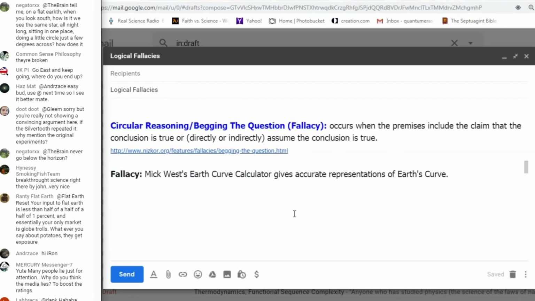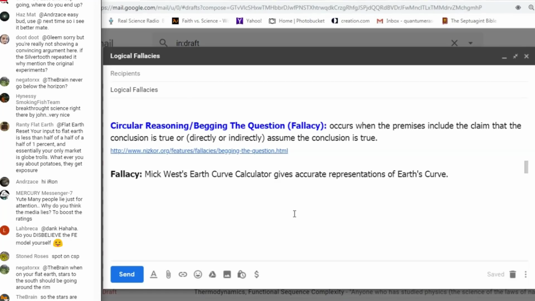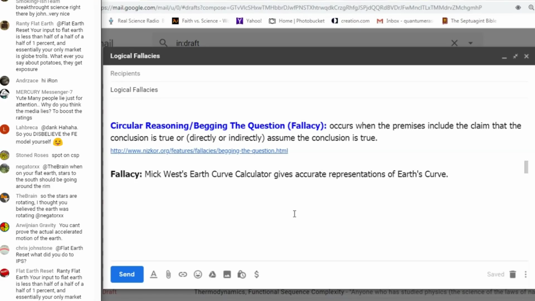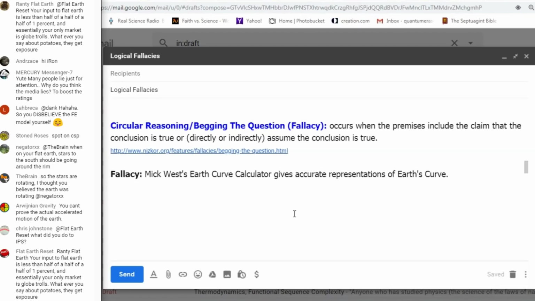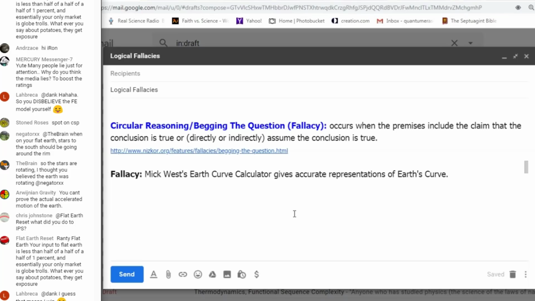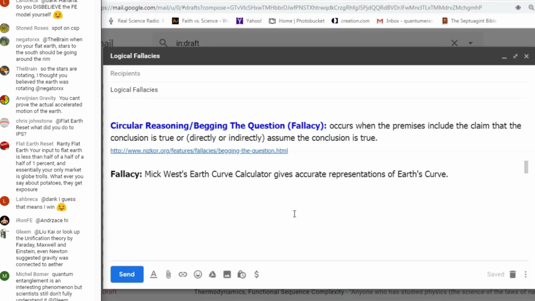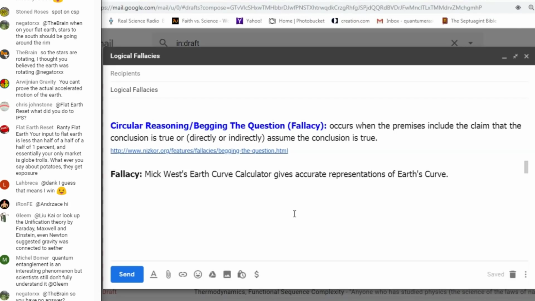Another one. I just keep on saying the last fallacy is the most prevalent one, and I get to the next one, and this is the most prevalent one. All these are just carpet barrage bombing, let's put it that way. But this is my favorite. The circular reasoning or begging the question fallacy occurs when the premises include the claim that the conclusion is true, or directly or indirectly assume the conclusion is true. The easiest one is: West's Earth curve calculator gives accurate representations of Earth's curve.